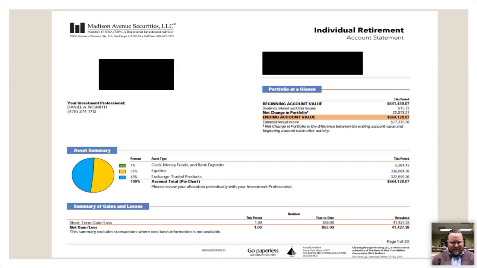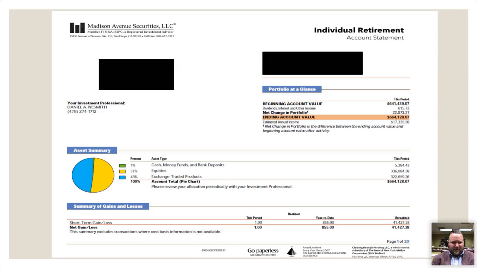And down below, it has an asset summary. You can see blue and yellow and a little bit of green. The green is the cash and money market funds. It has the balance in there. In this case, it's $5,384. Then it gives you the breakdown of your asset classes, equities or exchange traded funds, and then a total. So that kind of gives you a breakdown of what you're invested in.